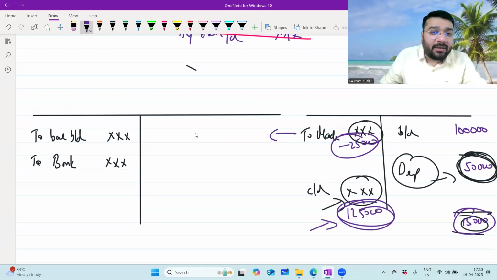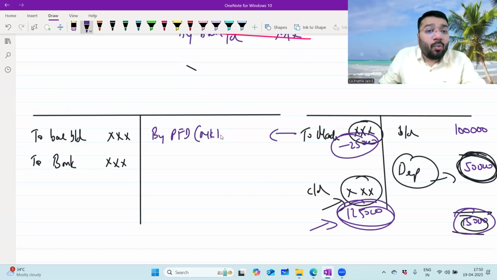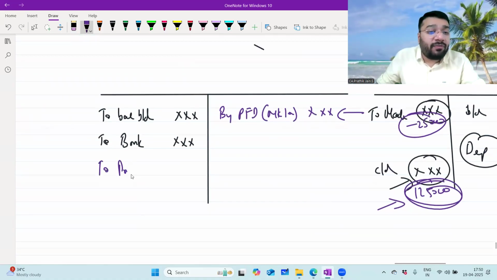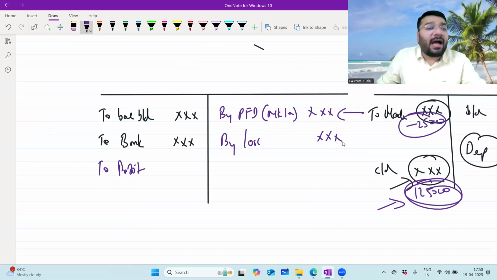And this entry will come here by PFD. Entry 1A will come here. Entry 2 is what? Profit or loss. Profit means to profit, no change. Loss means by loss, no change. And after these two entries, the value of the asset will be equal to the money that you're going to receive in the bank. So now the third entry you can pass.